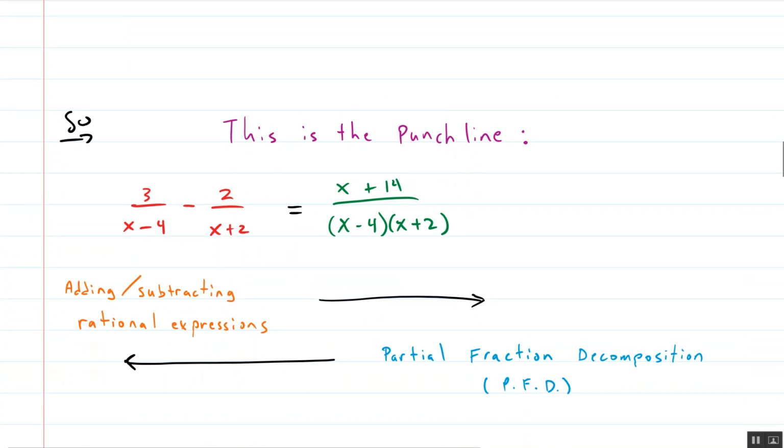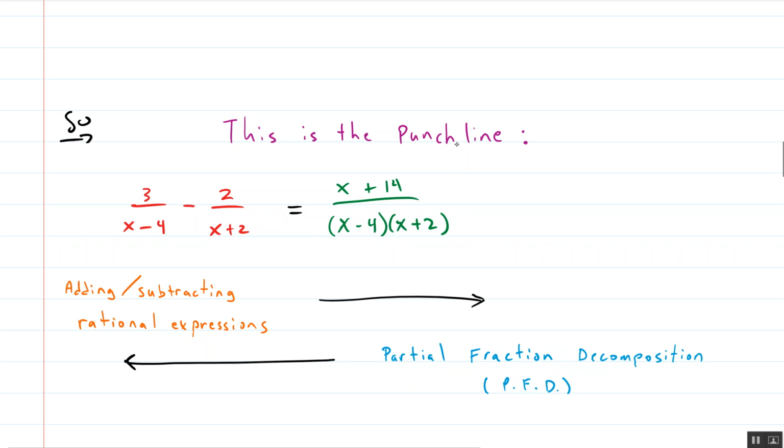When we're adding or subtracting rational expressions, so fractions with polynomials in the top or bottom, or both, when we're adding and subtracting, it's just like we're getting in our little car and we're going from the left side to the right side. Because we start with the 3/(x minus 4) minus 2/(x plus 2), and we end up with the stuff on the right side, right? One single thing. That's just adding or subtracting.